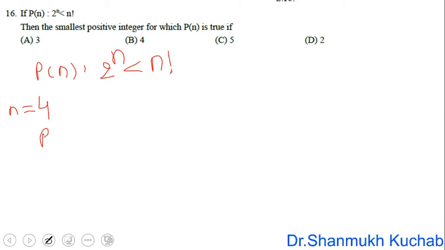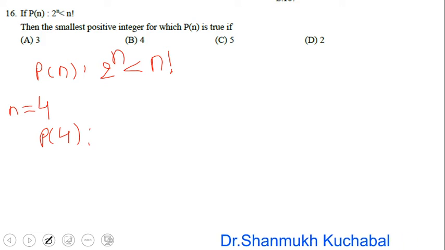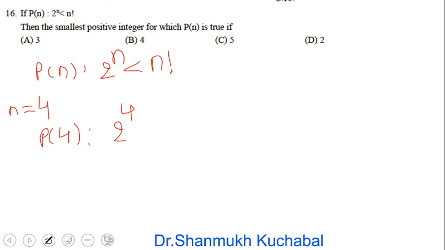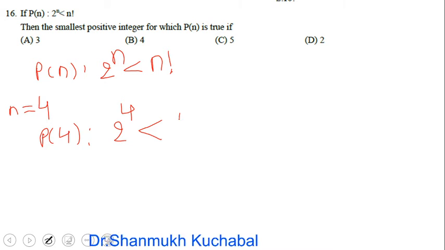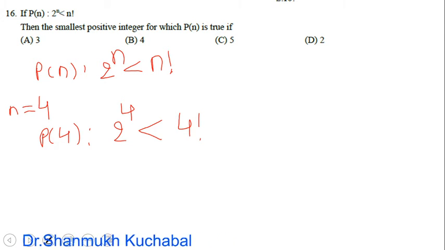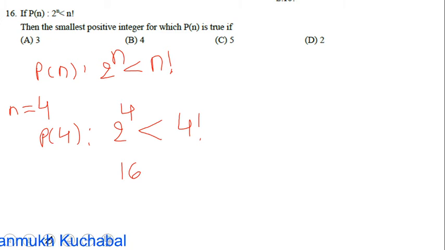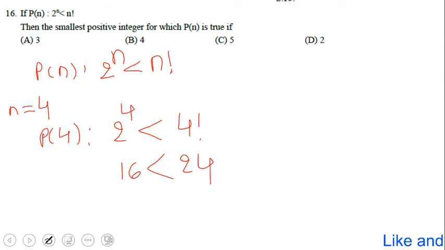P of 4 becomes 2 raised to 4, where n is 4, less than symbol, n factorial, which is 4 factorial. So 2 raised to 4 is 16, and 4 factorial is 24, so it holds this relation: 16 is less than 24. That is, n equal to 4 is the smallest positive integer which holds the relation 2 raised to n is less than n factorial. So clearly option B, n equal to 4, is the right answer.